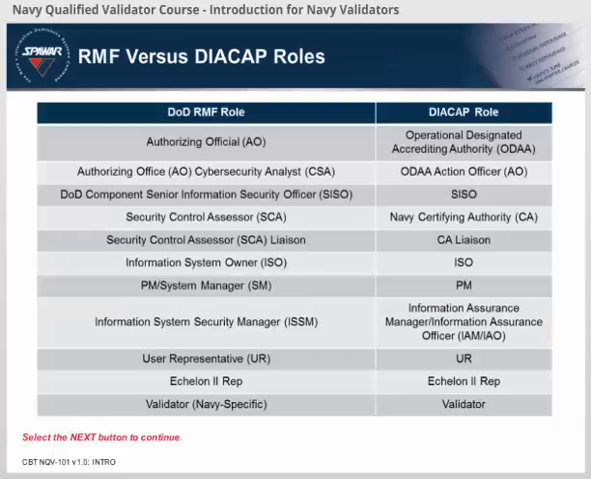Among roles, many of the titles have changed. For example, the Operational Designated Accrediting Authority, ODAA, is now titled the Authorizing Official, AO. The Navy Certifying Authority, CA, is now titled the Security Control Assessor, SCA. Take 1 minute to review the other role titles that have changed.